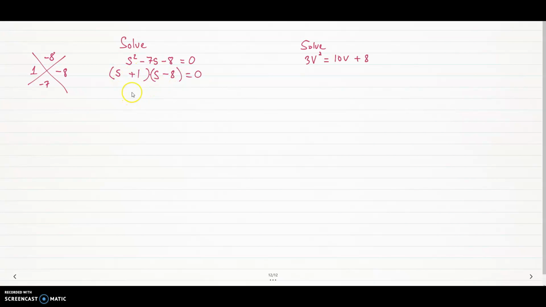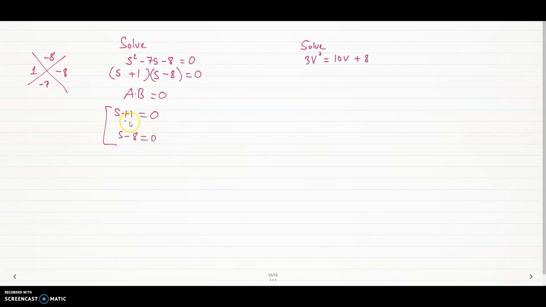When a times b equals 0, then either a equals 0 or b equals 0. That is the zero factor property. Then I have to set s plus 1 equal to 0 or s minus 8 equal to 0. And then now I can solve for s.